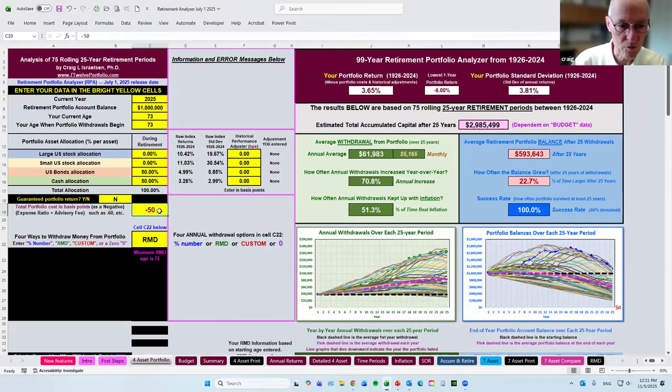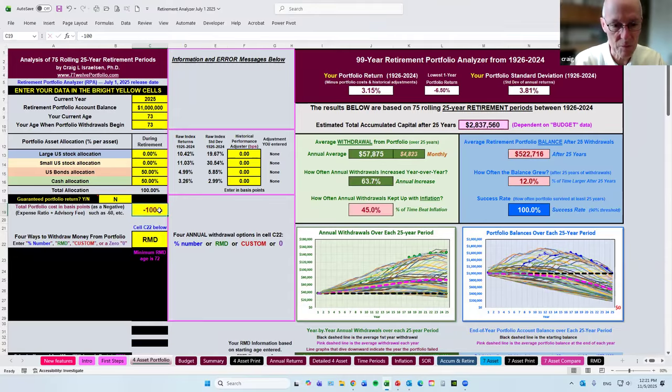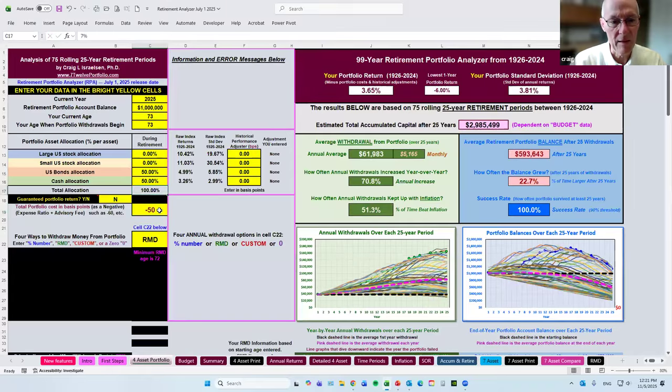we can now tinker with a couple of things. One is the cost of the portfolio. Again, bright yellow cells are where you can enter your variables. We could go to 100 basis points, that's 1 percentage point. Let's keep it at 50 basis points. And with a 50-50 bond cash portfolio, with a $1 million starting balance, our average withdrawal was $62,000.